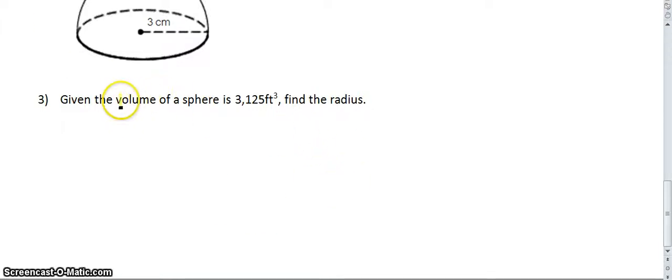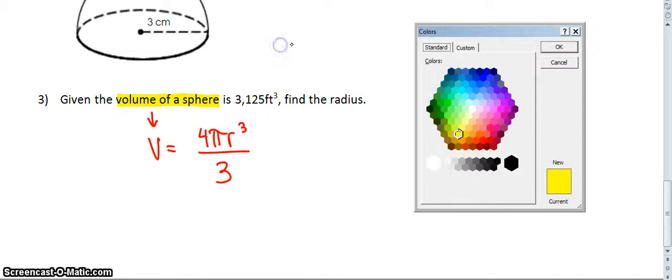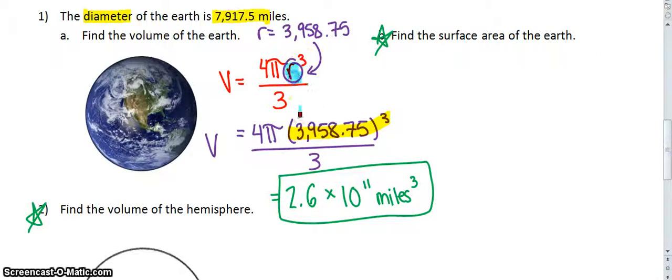Okay, so if I see volume of a sphere, I want to write down my volume of a sphere formula. First step to working backwards. So it's 4 pi r cubed, to the 3rd power, same thing, over 3. Now you want to plug in what you know, so you can solve for what you don't know. Now, the thing that makes this different than the original problem is, in the original problem, I can just plug in the radius, compute it, and get an answer.